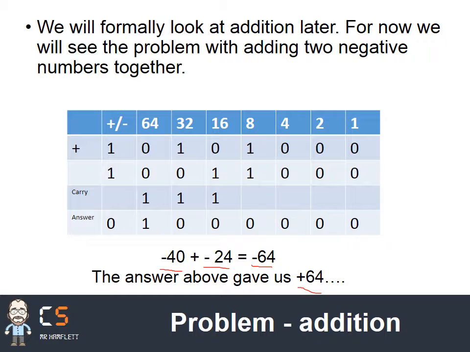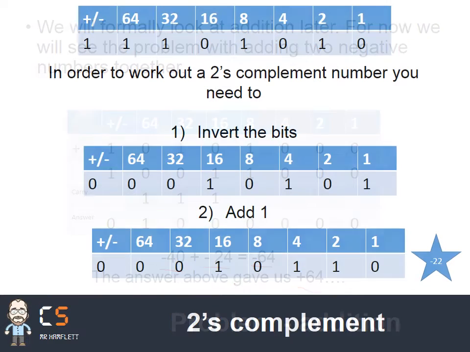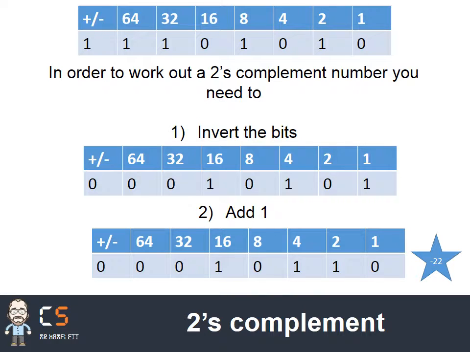I also get overflow, but that's something else entirely. So we can't add sign magnitude together properly because it just doesn't work, which obviously is a big issue. So we're now going to look at another way of doing it, which is 2's complement.